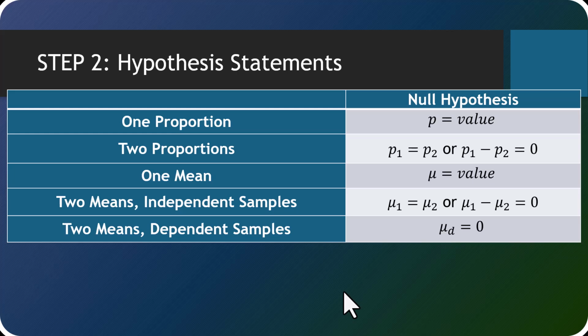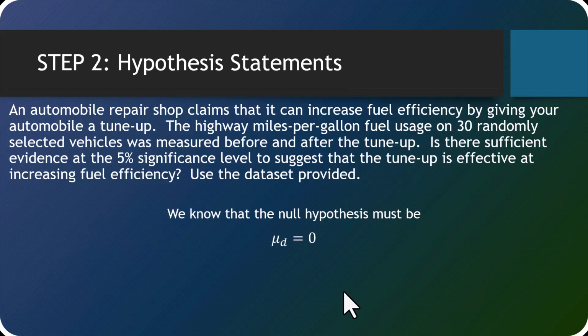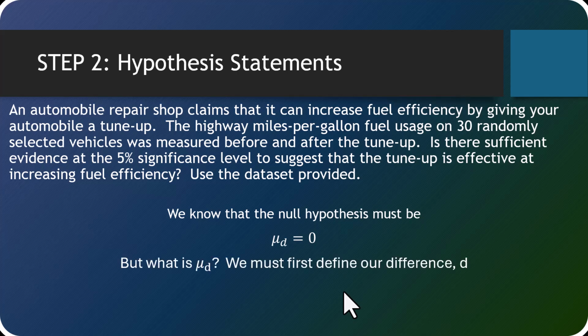Okay, so take a minute, pause the video, and see if you can find or identify the correct null hypothesis if we have two means or two samples with quantitative data and they're dependent. So if you said this one, then you are absolutely correct. So now we know that the null hypothesis is that mu sub d is equal to 0. But at this point, you might be like, well, what is mu sub d? What are we talking about?